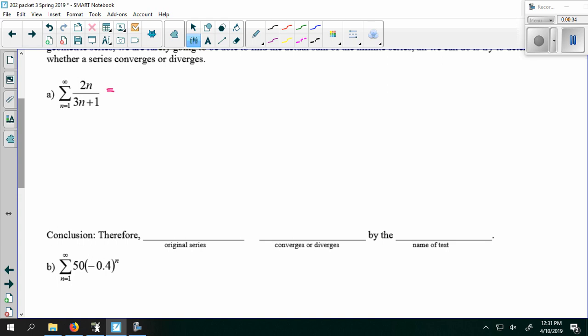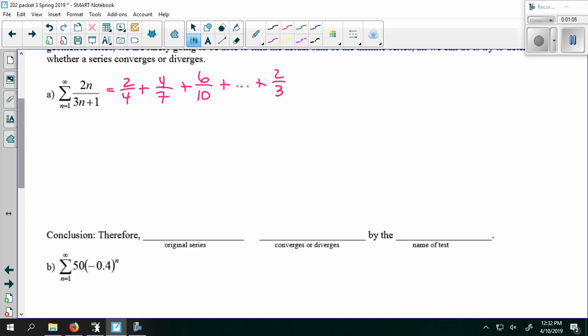So if I plug in n equals 1, I get 2 over 4. Plug in n equals 2, 4 over 7, 6 over 10. And then I notice that these don't seem to be going to 0 very quickly. So I'm going to go back and think about, what do these approach as n goes to infinity? This is a rational function. The degree of the numerator and denominator is the same, which means eventually these terms are going to approach 2/3, the ratio of the leading coefficients.